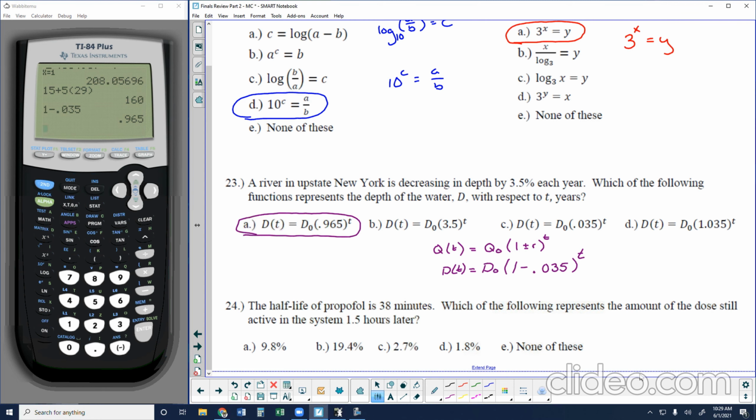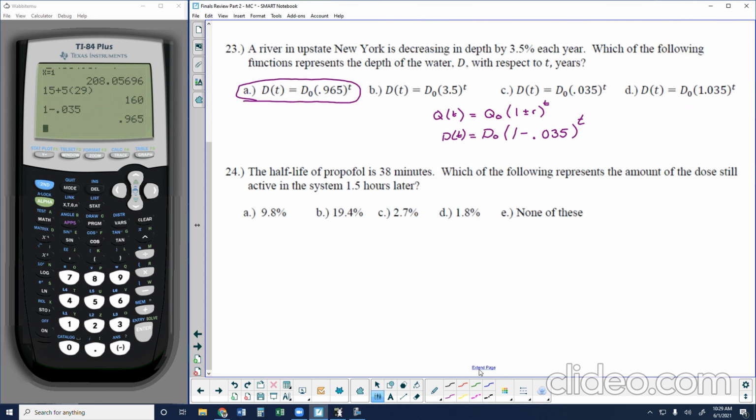In problem 24, I see some similar concepts here. It says the half-life of propofol is 38 minutes. Which of the following represents the amount of the dose still active in the system 1.5 hours later? So what I'm seeing here is a kind of a percentage decrease. Half-life represents percentage decrease. And we're going to change the units. We want to go from minutes to hours. So remember that changing the time domain affects the exponent. We can see that in the equation written above at 23.